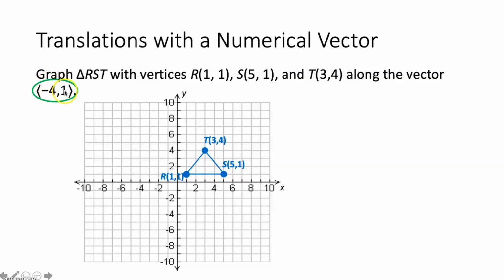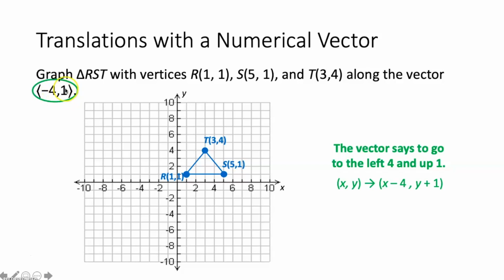Here, since this is positive, we're going to move up 1 unit. If it was negative, we would move down 1 unit. So again, we're moving to the left 4 units and up 1 unit. If you want to think about it in terms of what am I actually doing to the coordinates of each point, I'm going to subtract 4 from each x coordinate and add 1 to each y coordinate. That will translate each point in triangle RST along this given vector.